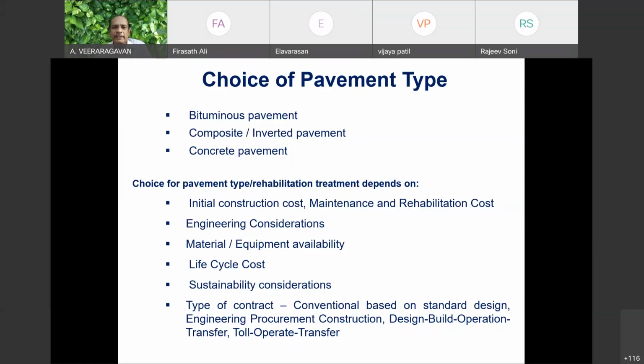If I want to maintain an already constructed road for 20 to 25 years, what are the maintenance requirements? This again is a challenge. With different materials and different quality constraints, you have to predict the performance. That becomes a challenge before you as a civil engineer.